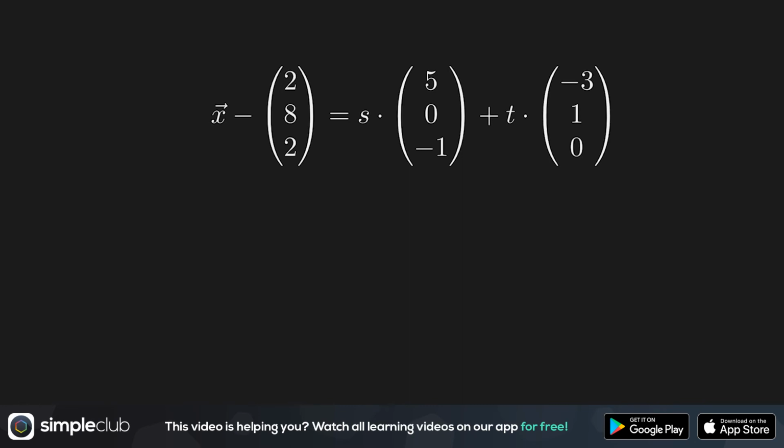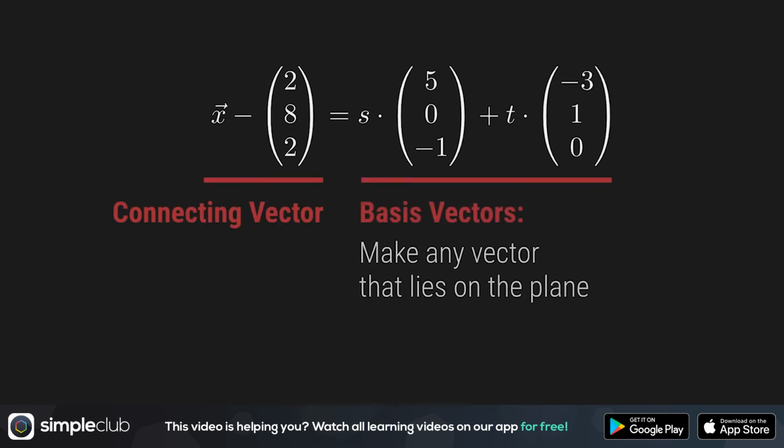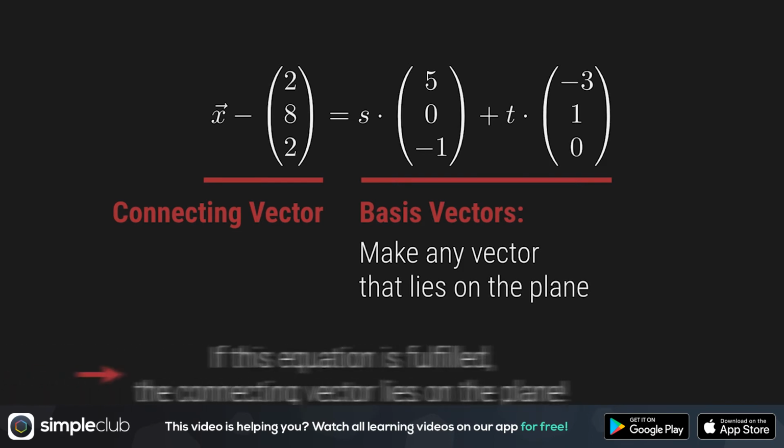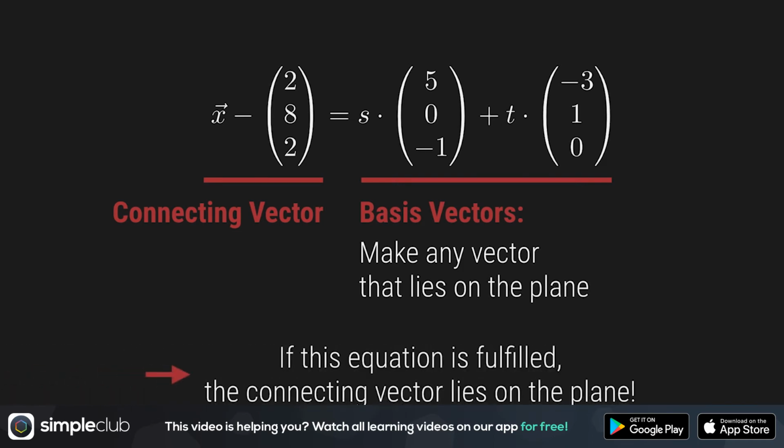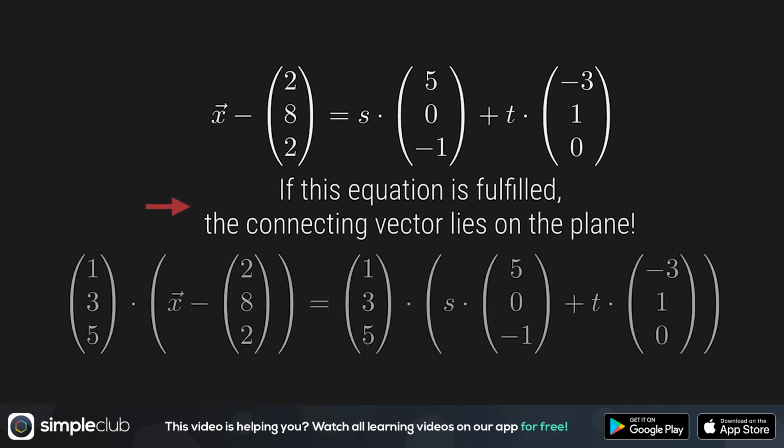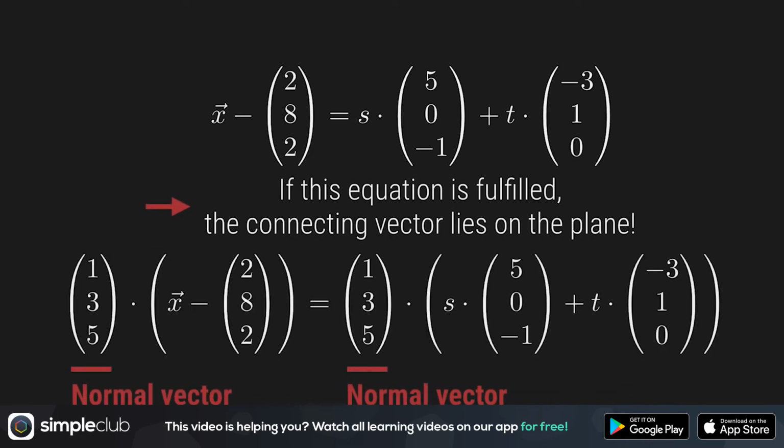And if you look at the whole equation, it shows us the connecting vector can be constructed from the two basis vectors. And that makes sense, of course. Obviously, the connecting vector should lie on the plane. The normal vector is always perpendicular to the connecting vector, and also to the basis vectors. Now we multiply both sides by the normal vector. Take a minute to hit pause and make sure you get all that.